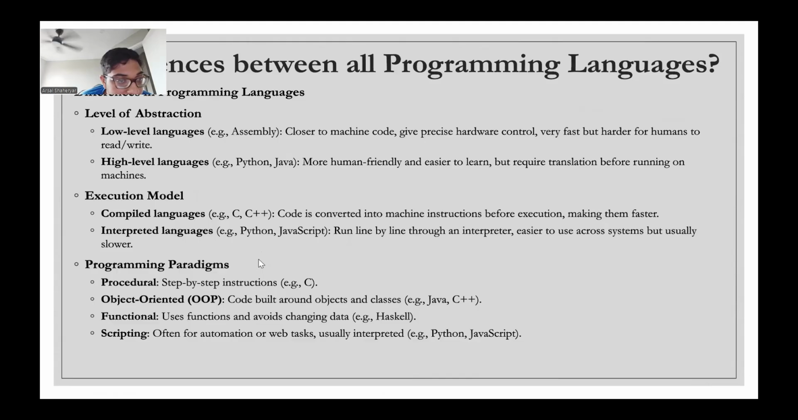Procedural: step by step instructions, for example C. Object oriented, or OOP: code built around objects and classes, so programming languages like Java and C++ use object oriented. Functional: uses functions and avoids changing data, an example would be Haskell. And then scripting: often for automation or web tasks, usually interpreted. Similarly, as we mentioned above, Python and JavaScript would use scripting.